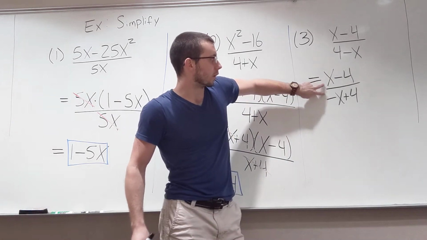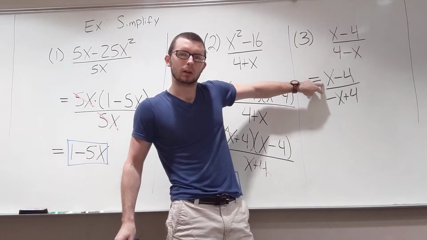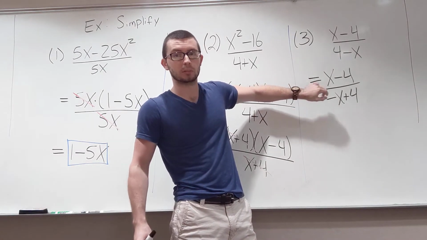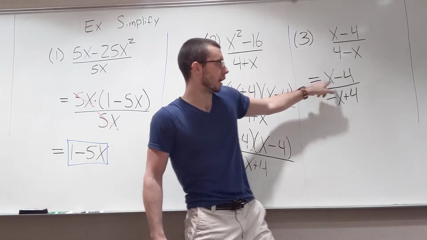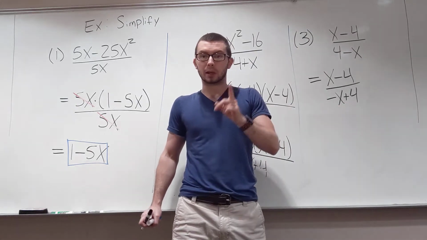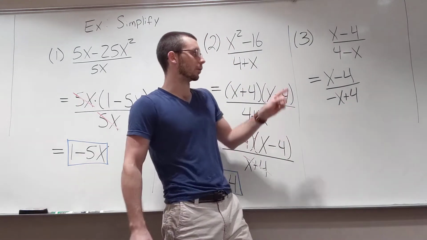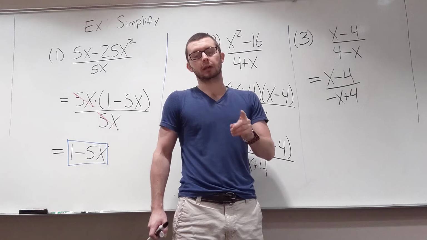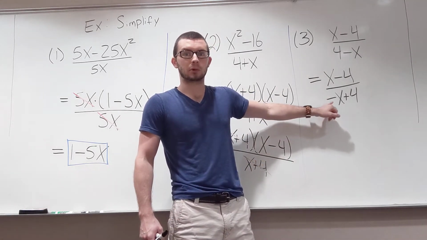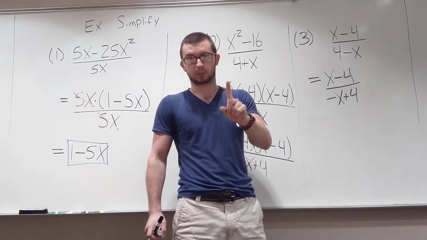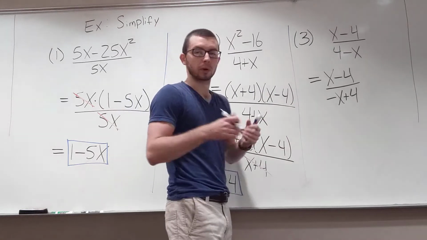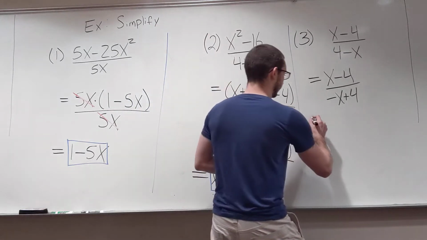And now we need to figure out a way to get some commonality between the numerator and the denominator, because they are very close. There's an x and a 4, an x and a 4, and the main observation to make is that they are off by a negative sign. So in the denominator, I'm going to factor out a negative sign, or -1.